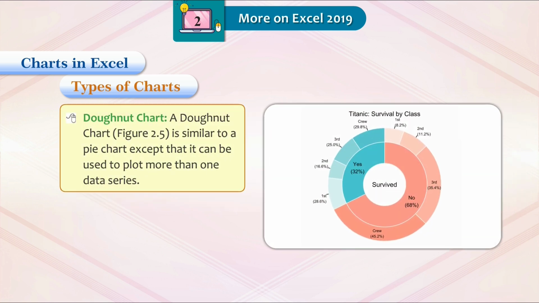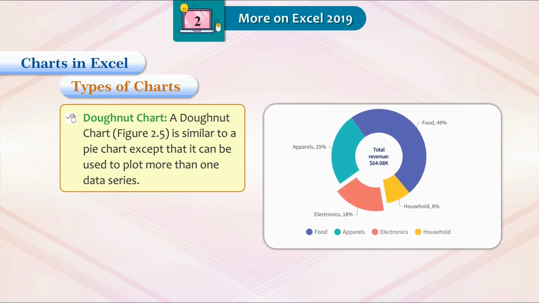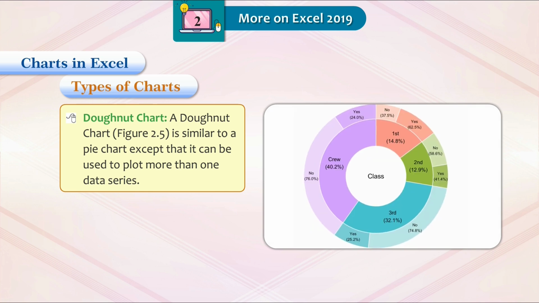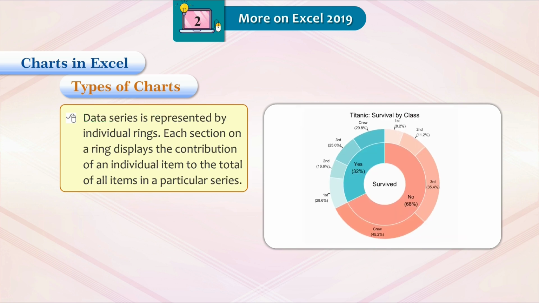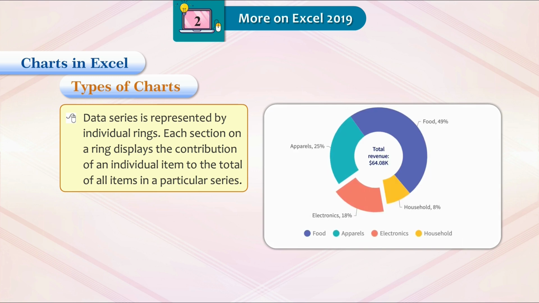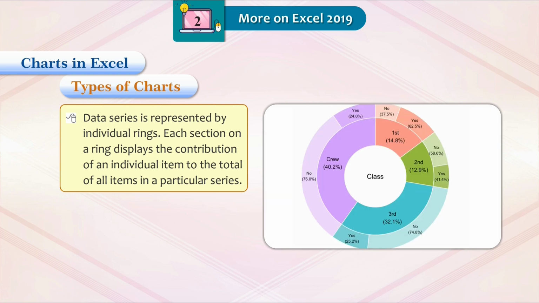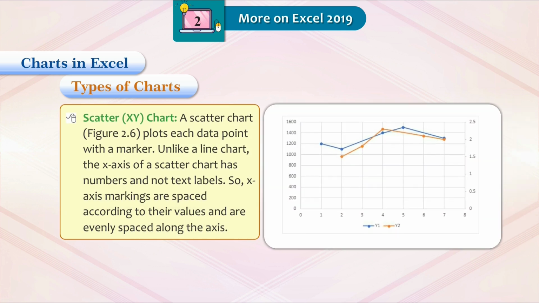Donut chart. A donut chart, referred to figure 2.5, is similar to a pie chart except that it can be used to plot more than one data series. Data series is represented by individual rings. Each section on a ring displays the contribution of an individual item to the total of all items in a particular series.